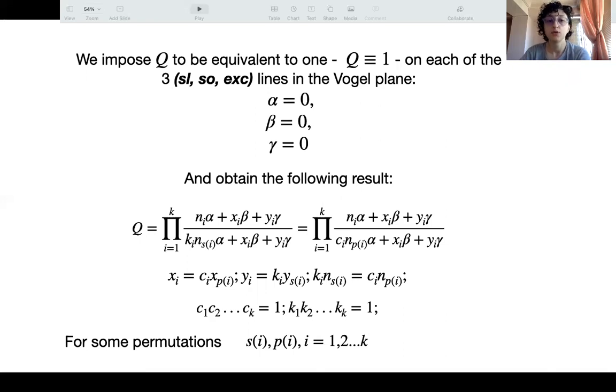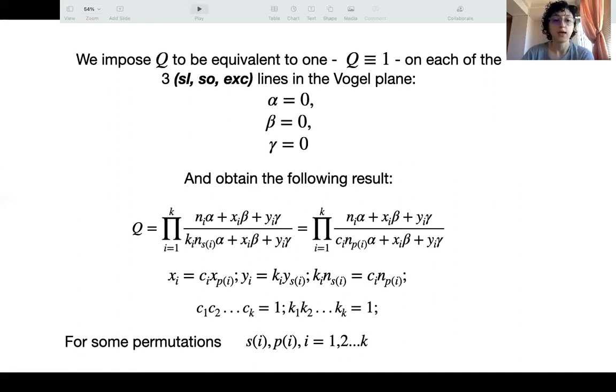For the beginning, we choose 3 distinguished lines, the SL, SO, and exceptional, and make a change of a projective transformation such that these corresponding lines take the simplest form, namely alpha equals 0, beta equals 0, and gamma equals 0. Imposing Q being equivalent to 1 on these 3 lines simultaneously, we come up with this solution.